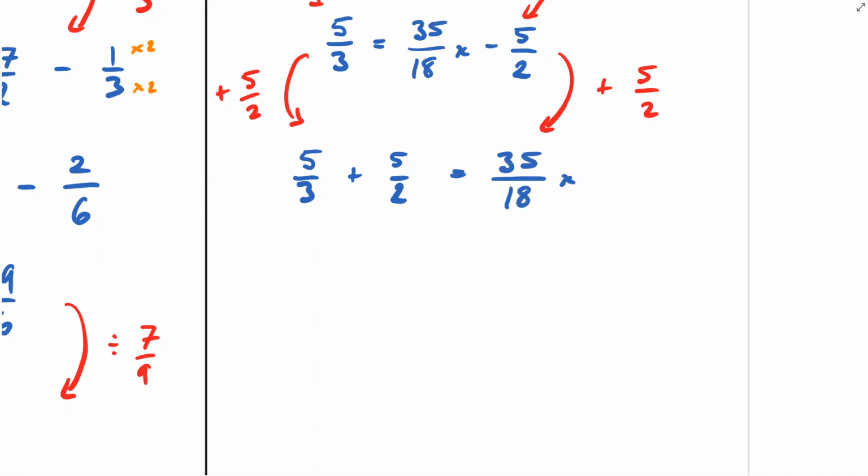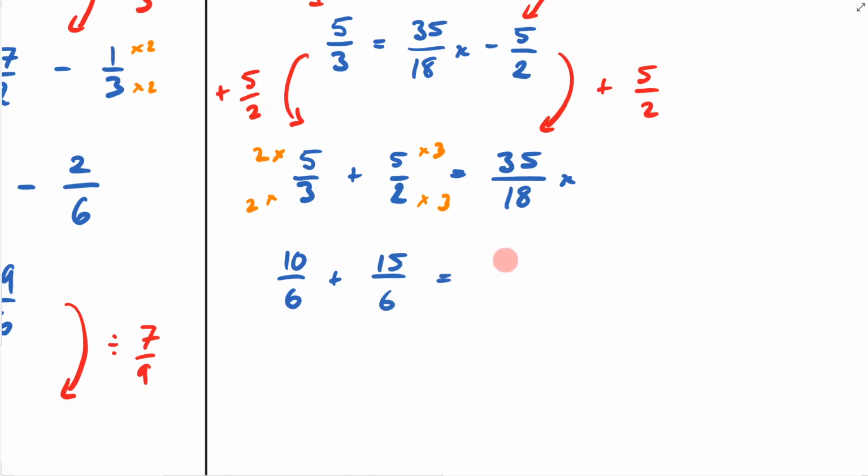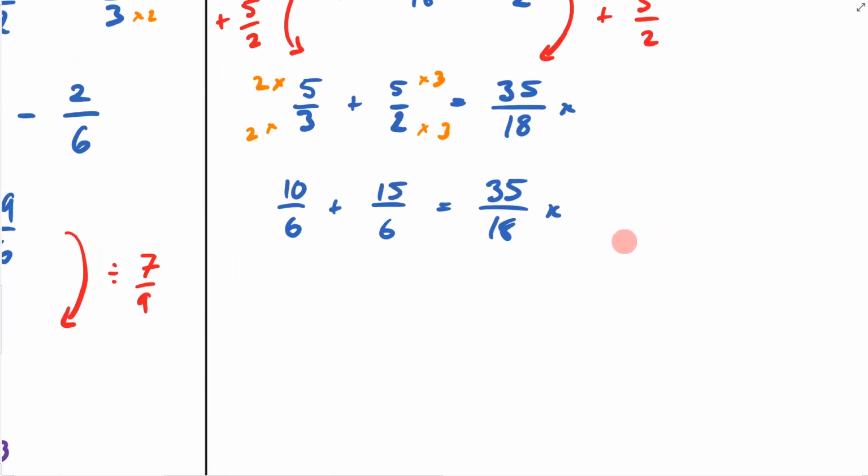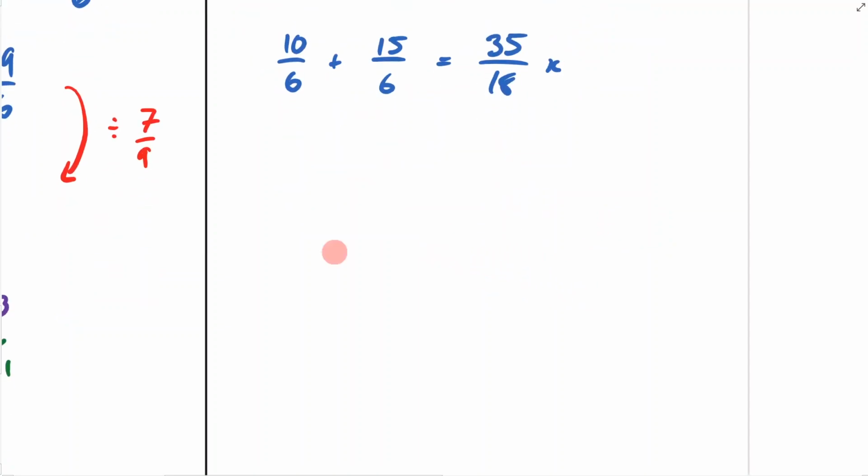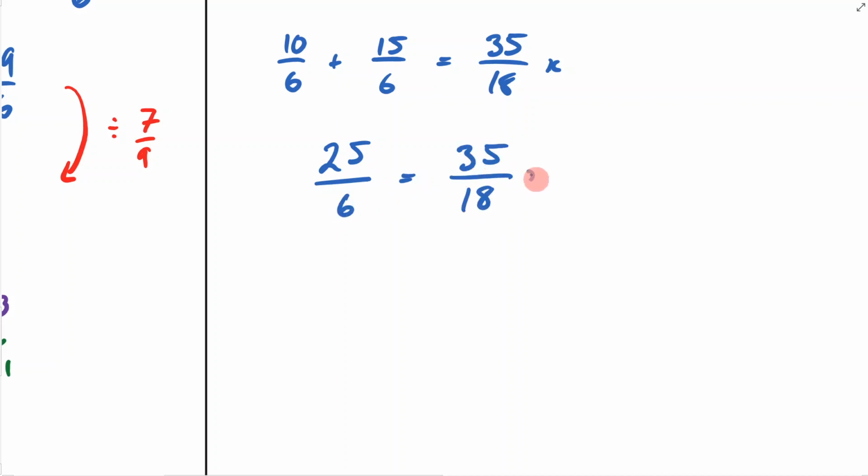Oh boy. All right, the next thing that we're going to do here is we have to get common denominators. So I'm going to times this side by 3, top and bottom, this side by 2, because that means I can get a common denominator of 6. So that means I'm going to get 10 on 6 here, and I'm going to get 15 on 6 here, and that's going to give me 35 on 18 x. All right, what is 10 plus 15? That's going to be 25 on 6, and this is going to be 35 on 18 x.